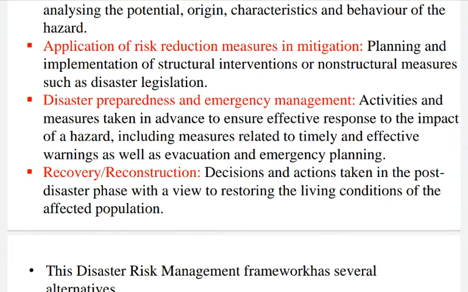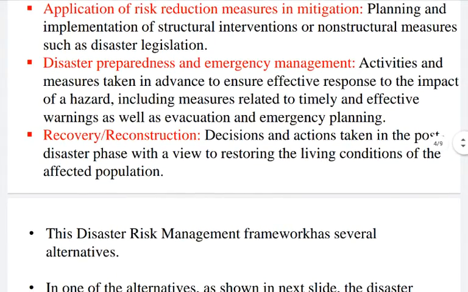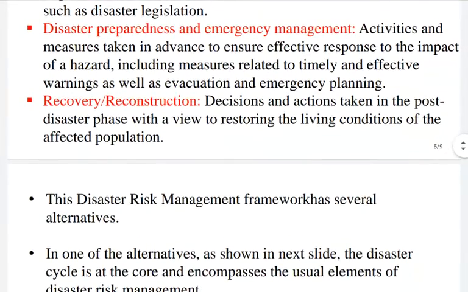So recovery and reconstruction are the decisions and actions taken in the post-disaster phase with a view to restoring the living conditions of the affected population.